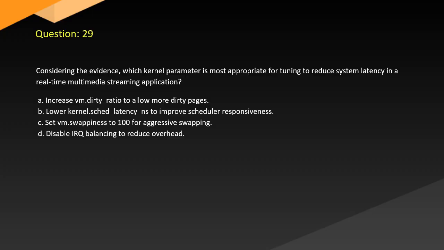Question 29. Considering the evidence, which kernel parameter is most appropriate for tuning to reduce system latency in a real-time multimedia streaming application? A. Increase vm.dirty_ratio to allow more dirty pages. B. Lower kernel.sched_latency_ns to improve scheduler responsiveness. C. Set vm.swappiness to 100 for aggressive swapping. D. Disable IRQ balancing to reduce overhead.